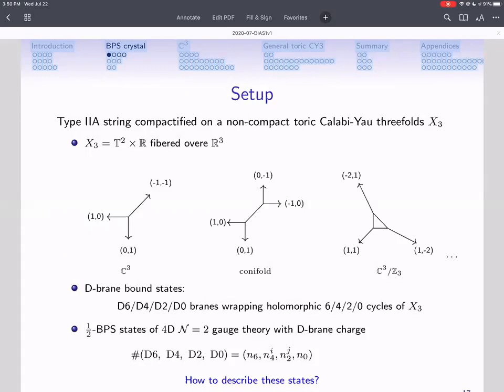We're going to consider the D-brane bound state. In general, it's D6-D4-D2-D0 bound branes wrapping the holomorphic 6, 4, 2, 0 cycles of this Calabi-Yau. We consider the half BPS states in this theory with this given D-brane charge. So the question is how to describe these states. We're going to focus on the case where you have only one D6, wrapping the entire Calabi-Yau. To construct this algebra, we don't need to have any D4 brane. As I'll explain later, having non-zero D4 brane just corresponds to the truncation of this algebra. So to build the algebra without truncation, we just need one D6 and an arbitrary number of D2 and D0.